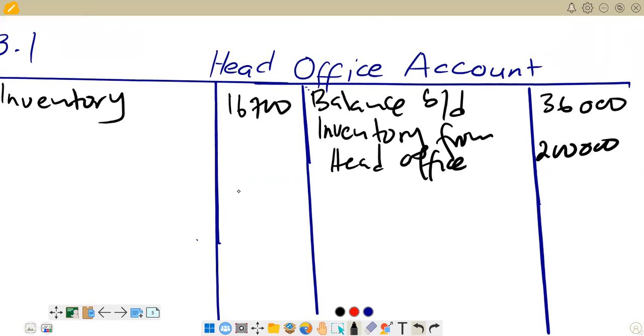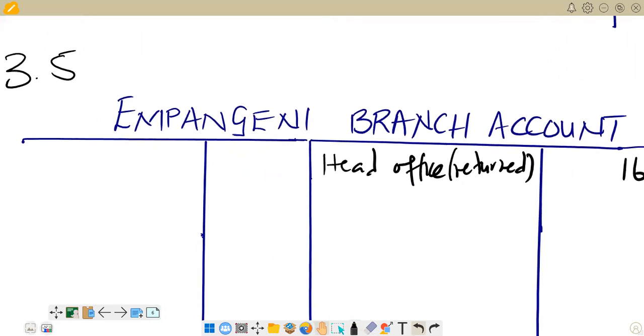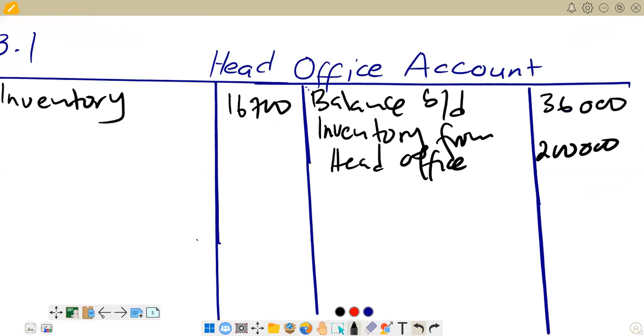And the corresponding entry is that we go to the branch, and on the debit side, we put that 200,000 again. This one is the branch, and then on the debit side now, we put 200,000. The description of that 200,000, we say inventory to branch again. Right, then this is done. Then we go to the next one.